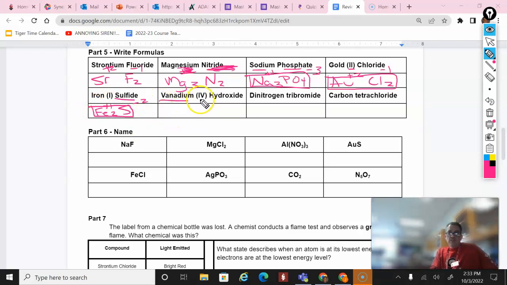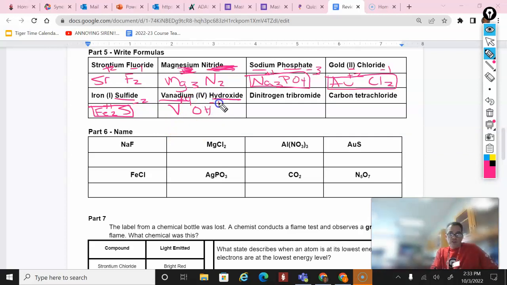Vanadium, IV. This is Roman numeral 4. I gotta find vanadium. Oh, it's just a V. All right, so vanadium's here, +4. Hydroxide, that is going to be one of our polyatomics. I need to look it up. Hydroxide is OH. It is a charge of -1.